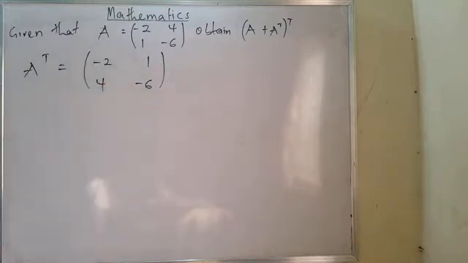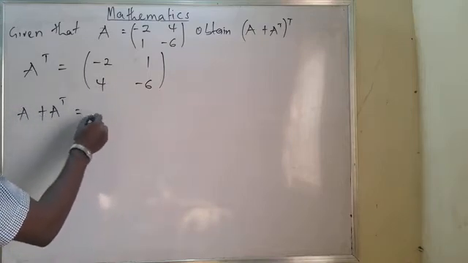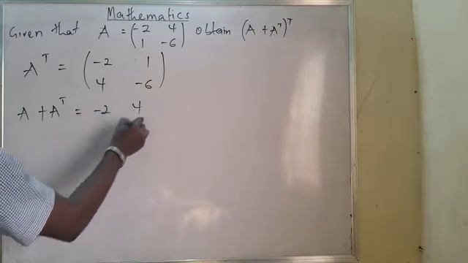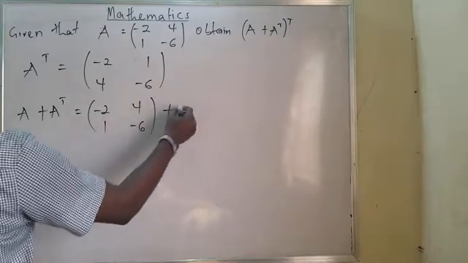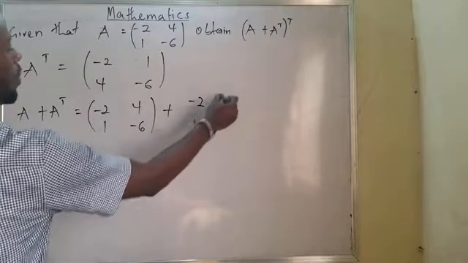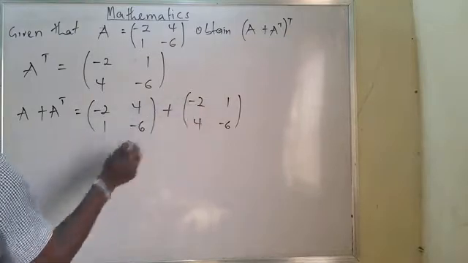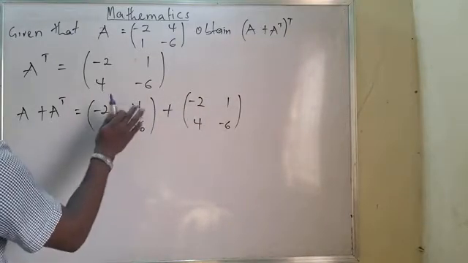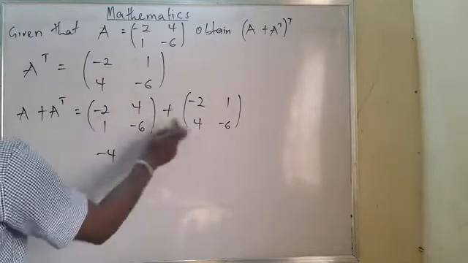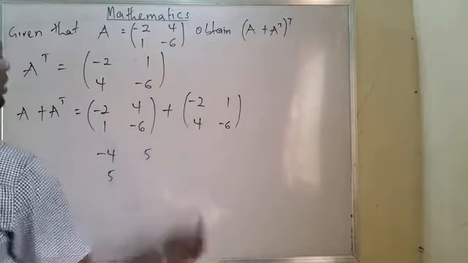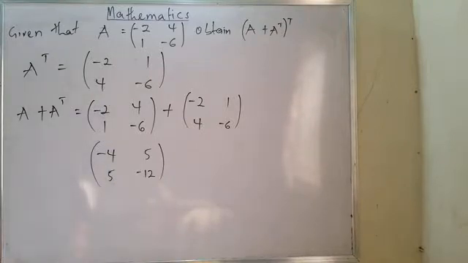That is very good. Now, if I have A plus A transpose, it means I will be adding [-2, 4; 1, -6] plus [-2, 1; 4, -6]. It means I will be adding this plus this: it will be -4, and this plus this, it will be 5. This plus this, it will be 5. This plus this, it will be -12. That is the addition.